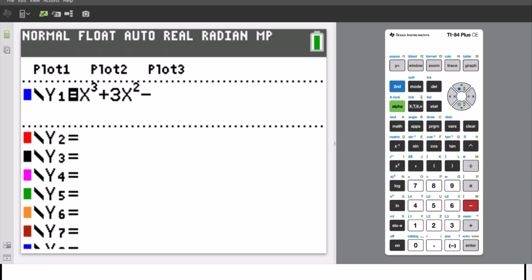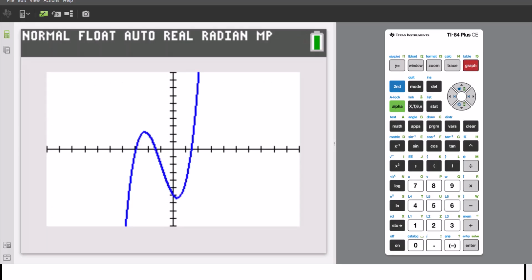Next, we'll subtract the 2x. And finally, subtract 6. Since I'm subtracting numbers, I use the big minus sign, not the little one next to the enter key, but the one above the plus sign key. Once you've typed in your polynomial into your calculator, click on graph, and you should see something like this on your screen.